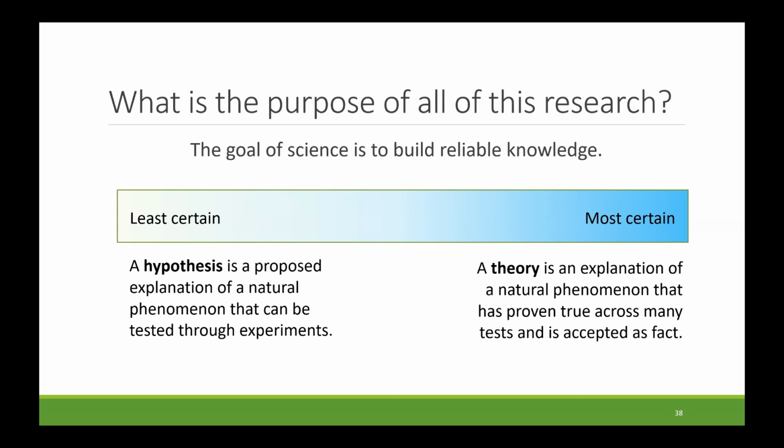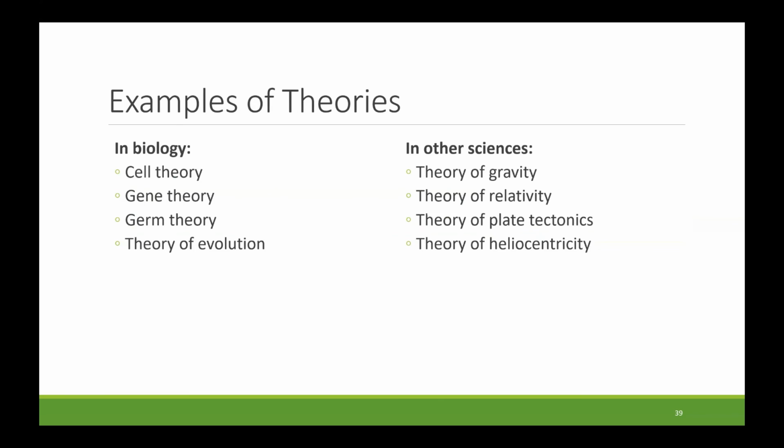That's not how the word theory is used in science. In science, it is the equivalent of a fact. Theories are the most certain knowledge that we can possibly achieve in science. And getting a piece of knowledge from hypothesis status on the uncertain end of the spectrum to theory status on the certain end of the spectrum takes decades, if not hundreds of years, and the efforts of many, many researchers, countless studies over and over again demonstrating that this knowledge is true.